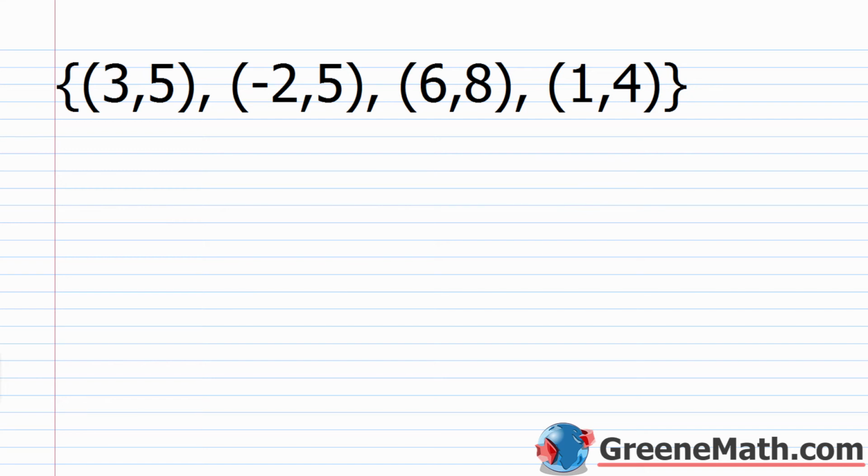All right, so here's another example. So we have a relation, again, a set of ordered pairs. We have 3, 5, we have negative 2, 5, we have 6, 8, and we have 1, 4. So some of you right away will make the mistake of saying, oh, I have a 5 here and a 5 here, not a function. You would be wrong. You only need to look for duplicate x values, okay? And I'm going to show you why that's the case in a second. But essentially, again, I have 3, negative 2, 6, and 1. No duplicate x values, so this is a function.